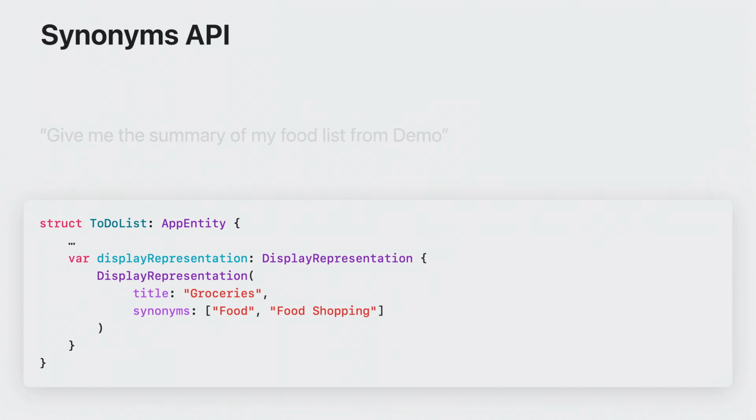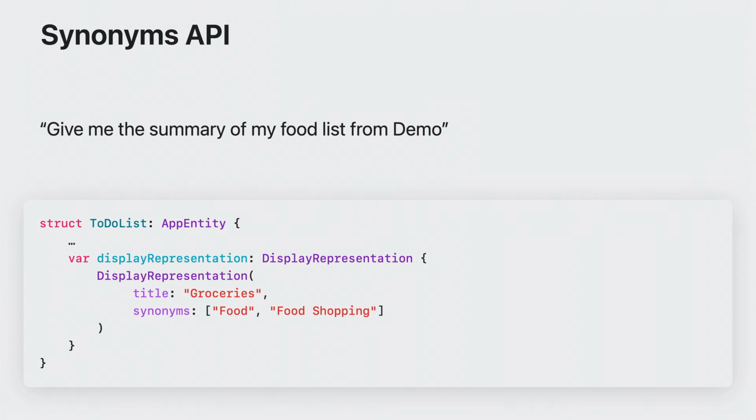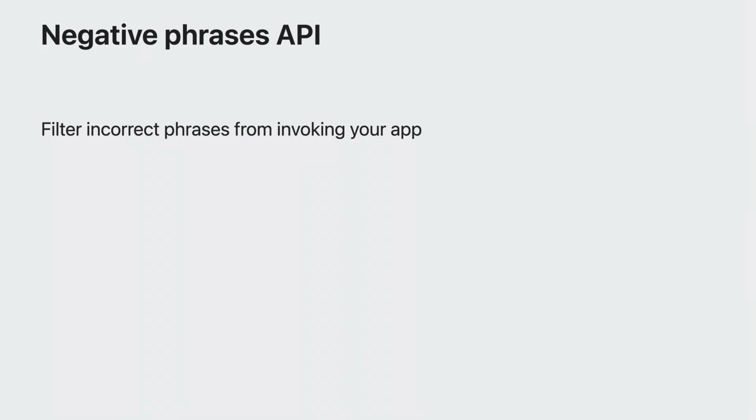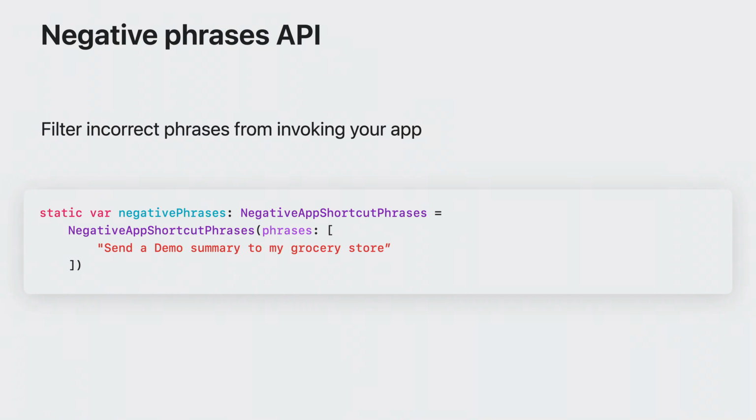This will further broaden the reach of your app shortcuts by making it possible to speak more naturally to Siri. For example, in my app, I can now refer to my list by alternate names right in the trigger phrase. The synonyms also work if Siri prompts me for a list if I didn't specify one up front. These synonyms are associated with each instance of an entity, and if they change, you should call update app shortcut parameters again.